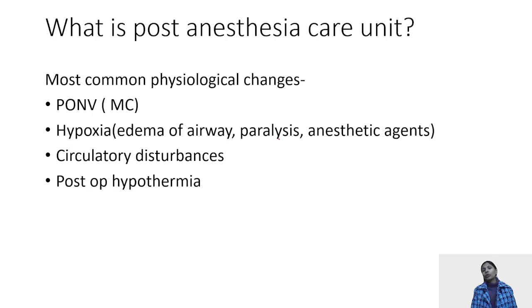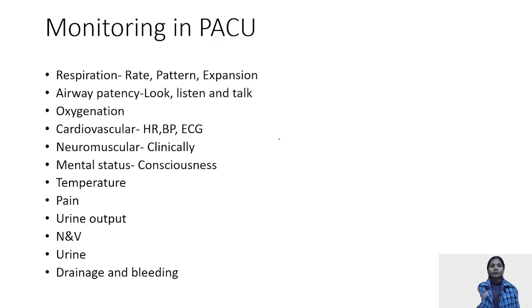Then we can have circulatory disturbances in the post-op period. We can have post-op hypothermias also. When we talk about monitoring in the post-anesthesia care unit, every monitor is used, whether it is respiratory, history, airway patency, observation, cardiovascular, neuromuscular, TOF, temperature, pain, urine output, and if there is any drain, then checking of the drains.